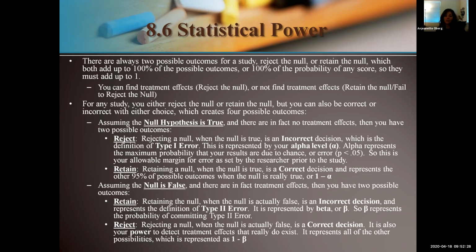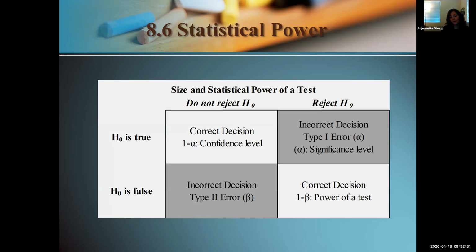And that essentially now translates into power. So power becomes our 1 minus beta. So correct decision when the null is true and we don't reject it, meaning we retain the null and it was true, that's a correct decision. It's just 1 minus alpha level. And then when the null is true but we reject it, that's type 1 error, okay?